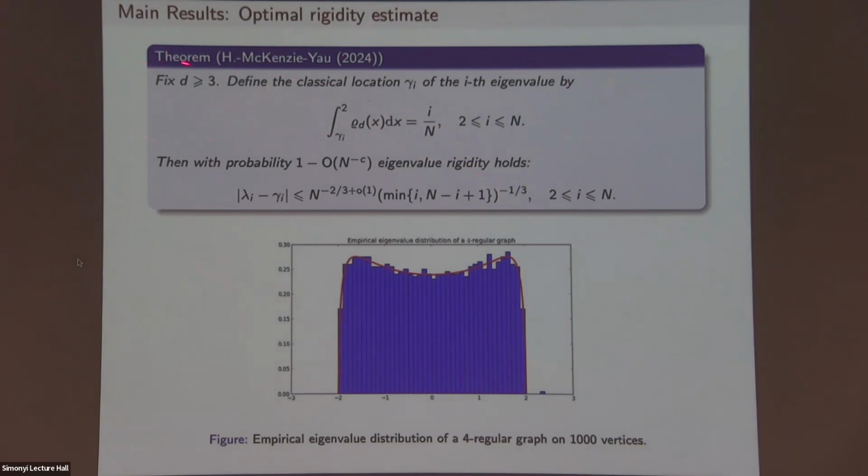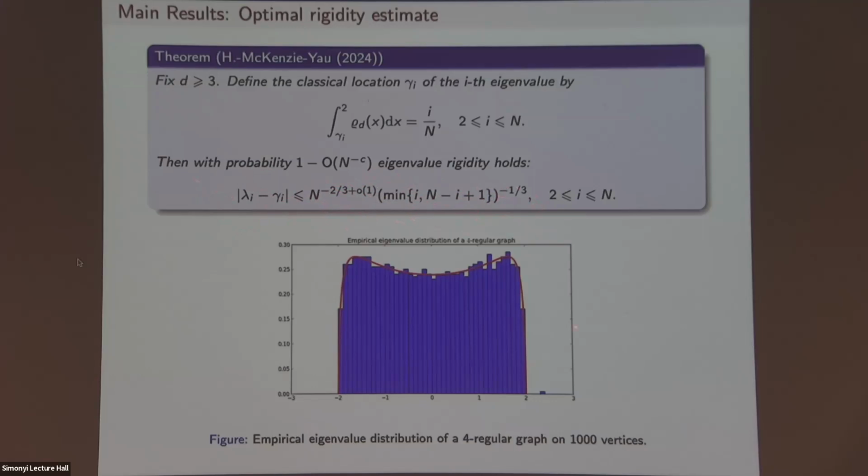To state it, let's first fix any degree d. We know the empirical eigenvalue distribution converges to the Kesten-McKay distribution. So we denote the classical eigenvalue locations of the Kesten-McKay distribution rho d as gamma i: the integral from gamma i to 2 equals i over n. In terms of this picture, those gamma i's are just 1 over n quantiles of the Kesten-McKay distribution. So we prove that with high probability, close to 1 minus n to the minus c, the ith eigenvalue concentrates around gamma i, and the bound is given by n to the minus 2/3 plus epsilon, which can be arbitrarily small, times the minimum of i and n minus i plus 1 to the power minus 1/3.